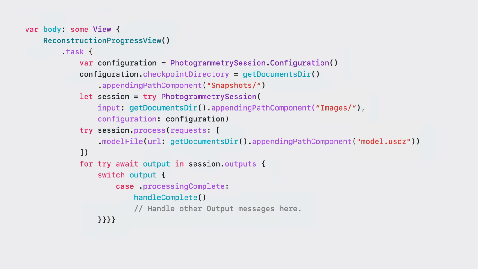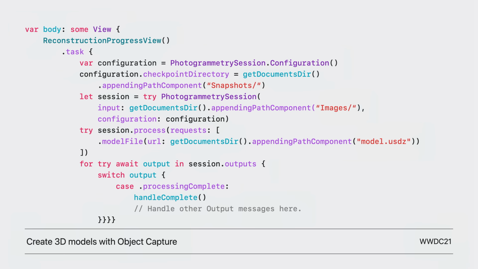Here is a recap of how to use the Asynchronous Reconstruction API. It works the same on iOS as on macOS. We start by attaching a task modifier to a view that we created. In the task modifier, we create a photogrammetry session and point it to the images. Optionally, we can provide the same checkpoint directory that we use during the image capture to speed up the reconstruction process. We then call the process function to request a model file. Finally, we await the message stream in a loop and handle output messages as they arrive. Make sure to check out our previous talk for more details.